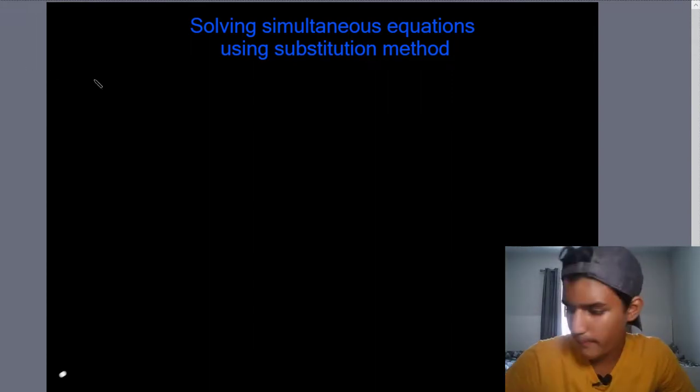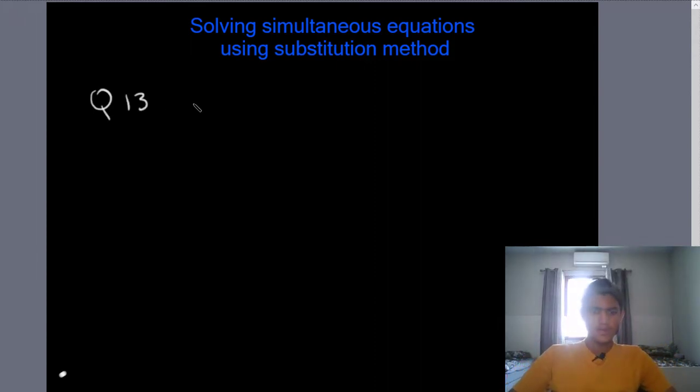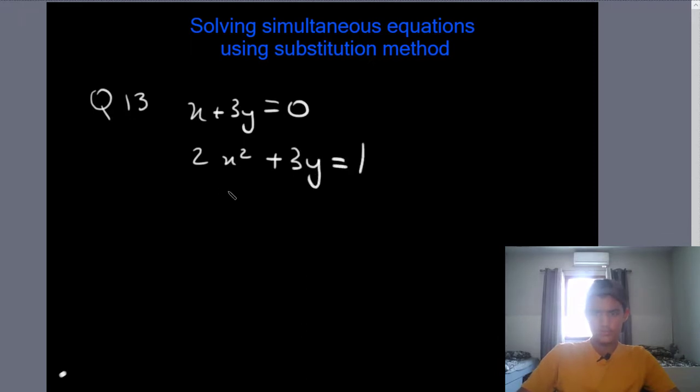This is question number 13 of exercise 2.1. The book name is in the description. The question is x plus 3y is equal to 0, and 2x squared plus 3y is equal to 1.